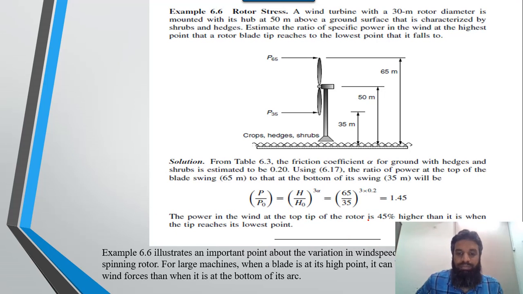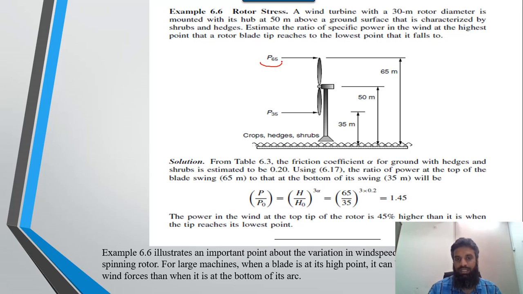So this is an example. A wind turbine with a 30-meter rotor diameter is mounted with its hub at 50 meters above the ground surface, which is characterized by shrubs and hedges. Estimate the ratio of the specific power in the wind at the highest point that a rotor blade tip reaches to the lowest point it falls. So these are the 2 points.